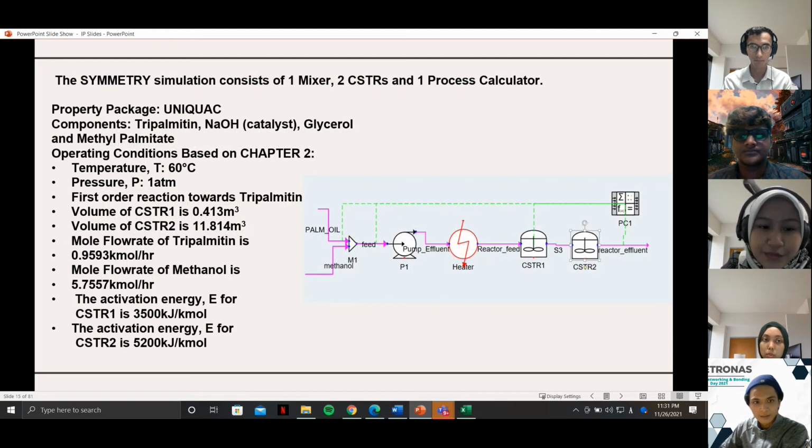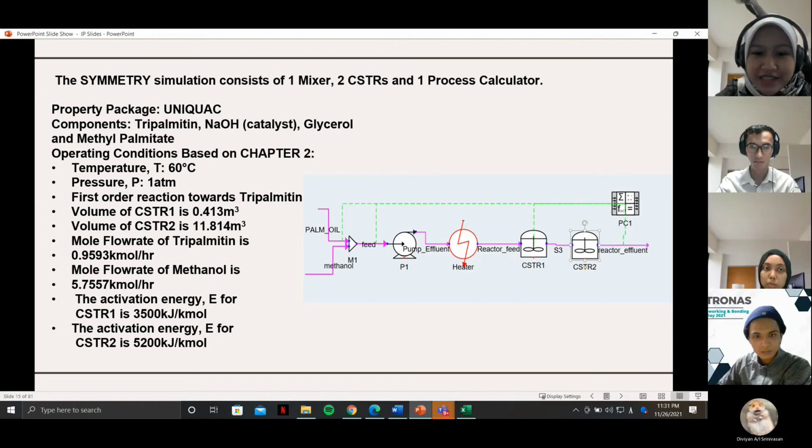As for the simulation part, this is the symmetry simulation that consists of one mixer, one reactor, two CSTR reactors, one process calculator, and one pump as well as one heater. The property package used is UNIQUAC, whereas the components and all the operating conditions are taken from the reaction engineering section. Next slide.